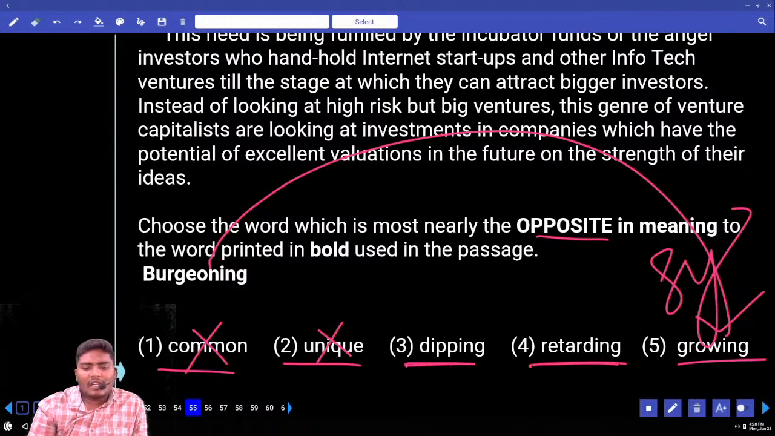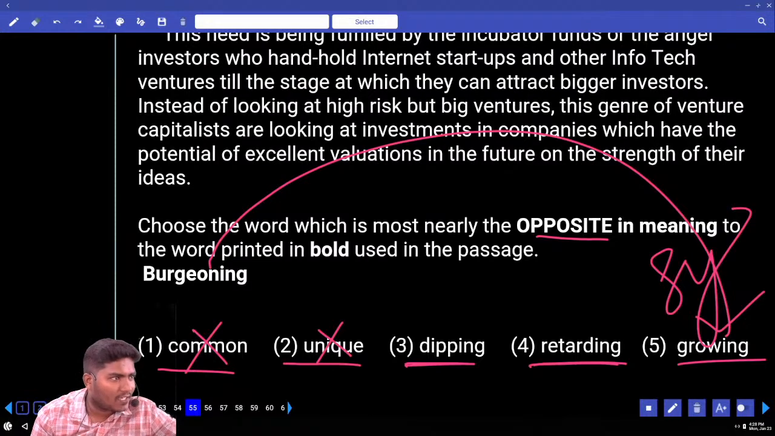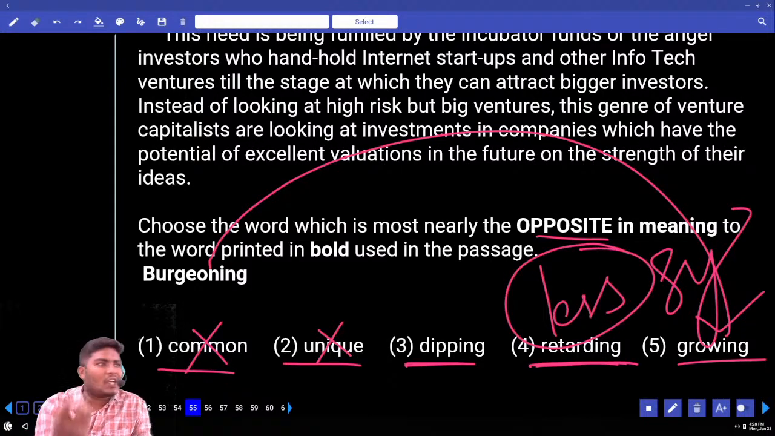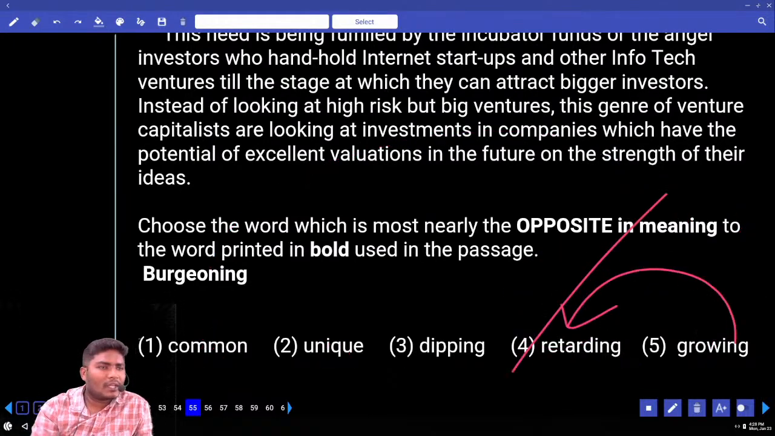Now dipping or retarding. What do you mean by dip? There must be a substance when you use the word dip. You dip something into water, into liquid. That is dipping. Of course, it is going down only. We have one more word here. What is that? Retarding. Retarding is something which becomes less or small, slowly. So the opposite of growing can only be used with retarding.